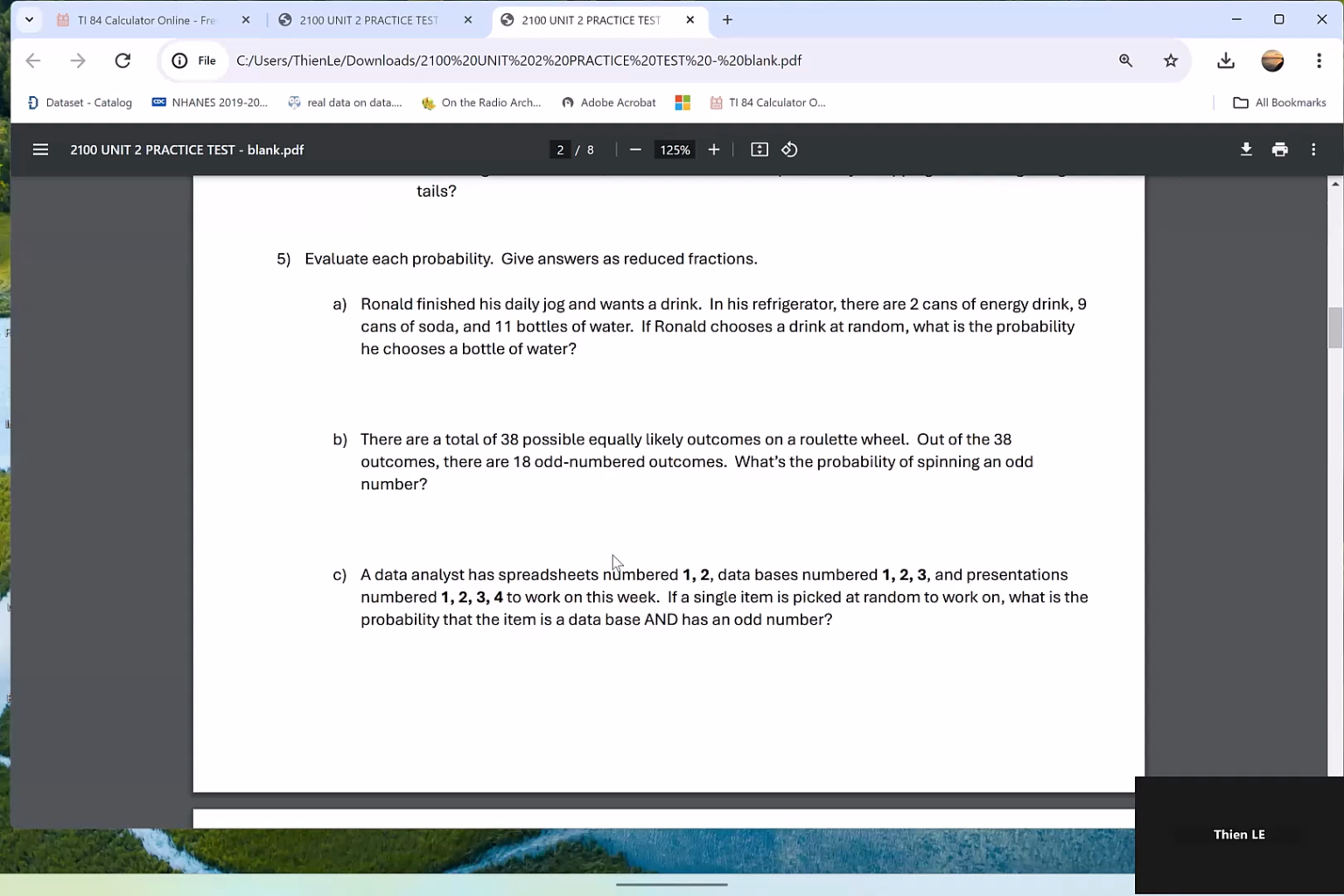And we care about the event where you get database number 1 or database number 3, okay? So it will be 2 out of 9.